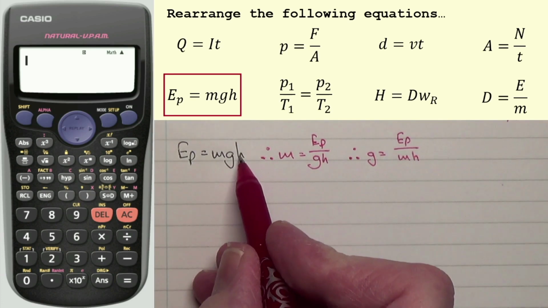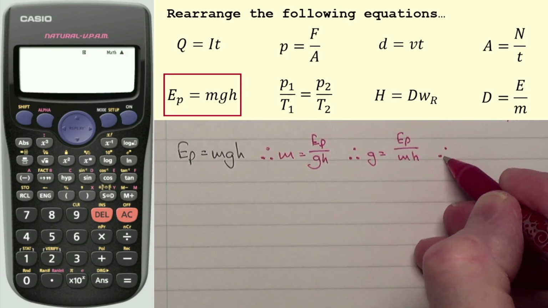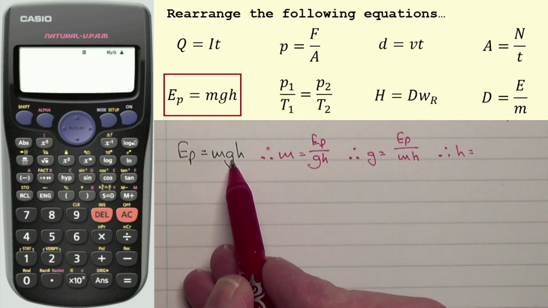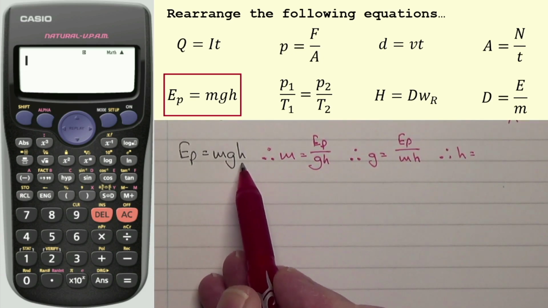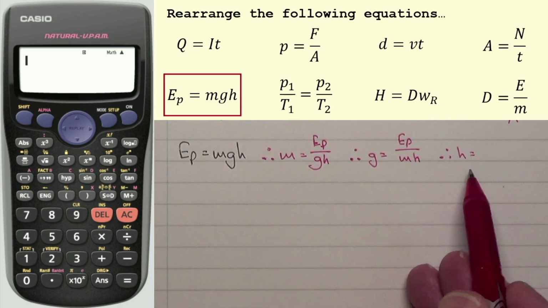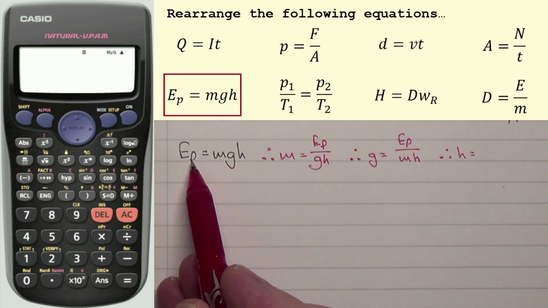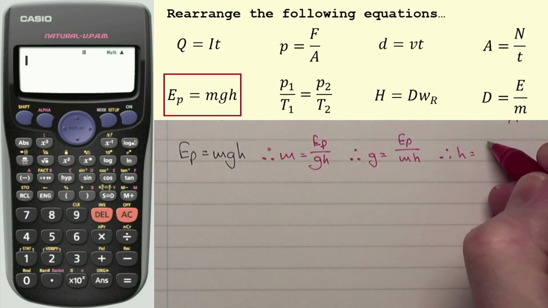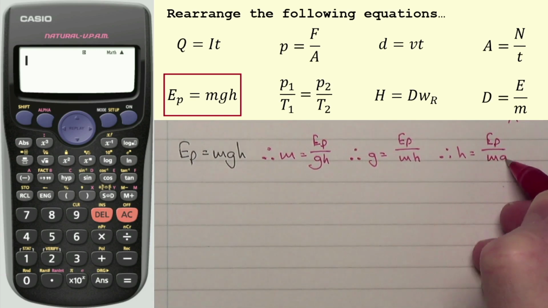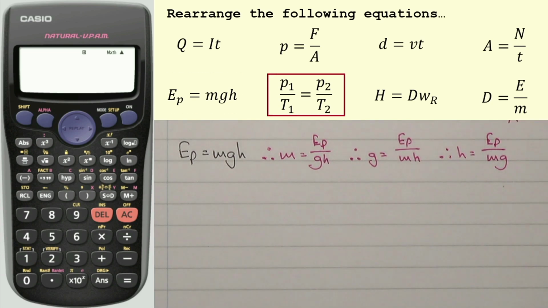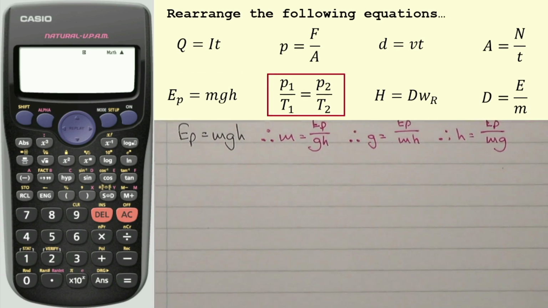And to get h the subject of the equation, h is being multiplied by mg, so in order to get it on its own as the subject, I need to divide this right hand side by mg, which means I need to divide the left hand side by mg. So that gives me ep over mg.